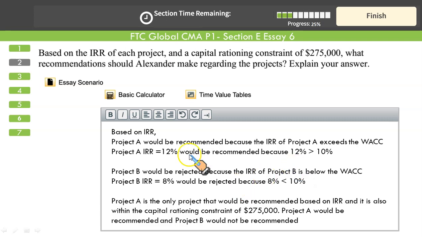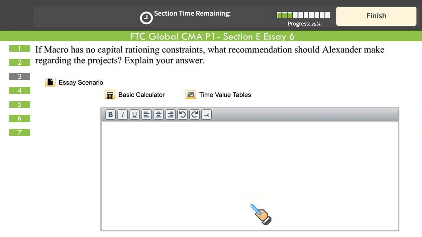Project A would be recommended because it has a higher IRR than the cost of capital. B has a lower one. So this much money must be invested in project A because it's giving a higher IRR. Sufficient. No more, no less. It is covering everything you need to give. Okay, what about the next question, question 3?